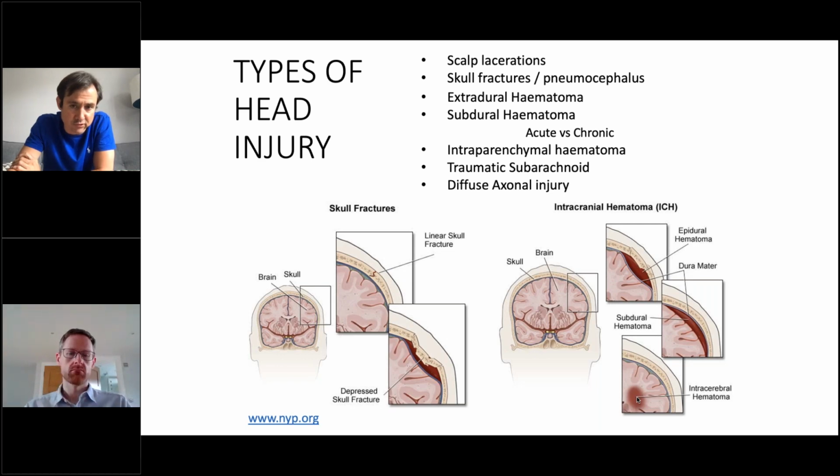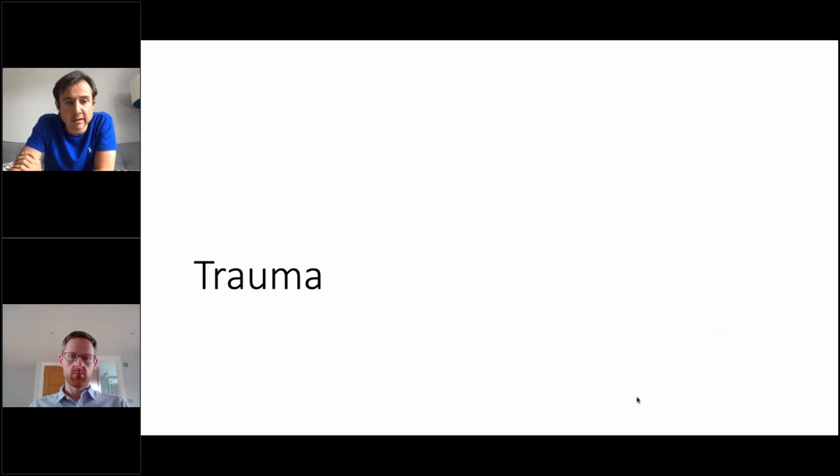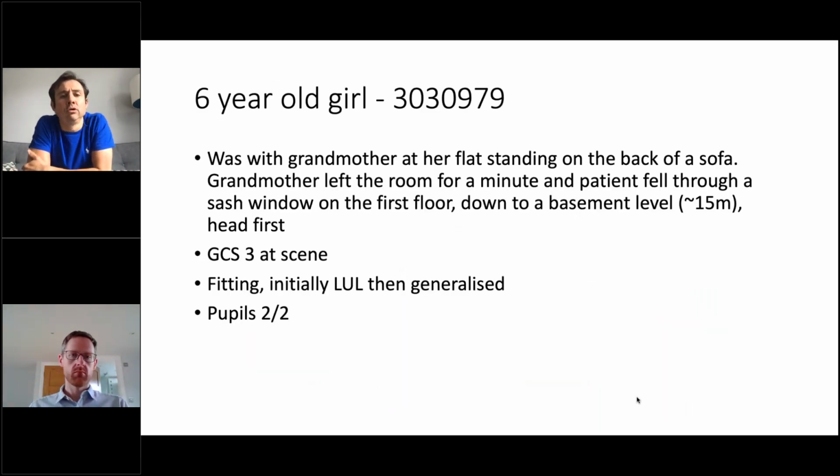And I've just put in the end there a traumatic subarachnoid and a diffuse axonal injury as two other examples of head injury. Yeah, so this is a case we saw, I think it was before Christmas. She was a really sweet little girl who was playing in her flat with her grandmother, standing on the back of a sofa, and the poor family, they lived in social housing.